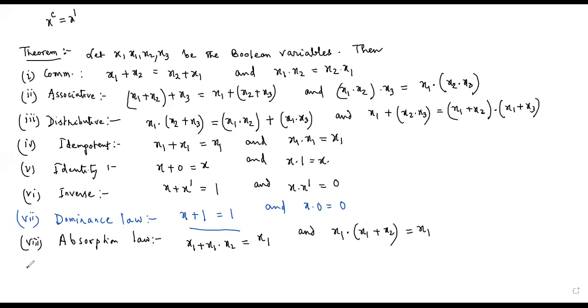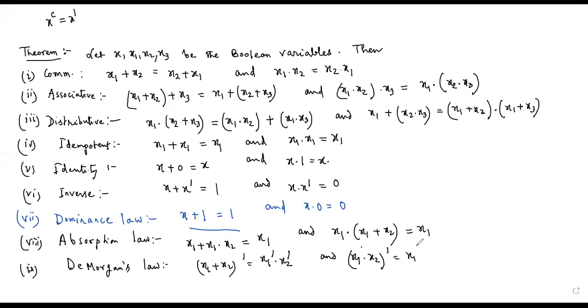And number 9 is De Morgan's law. We are quite familiar with De Morgan's law. These are: (x1 plus x2) whole complement is equal to x1 complement into x2 complement, and (x1 x2) whole complement is equal to x1 complement plus x2 complement.